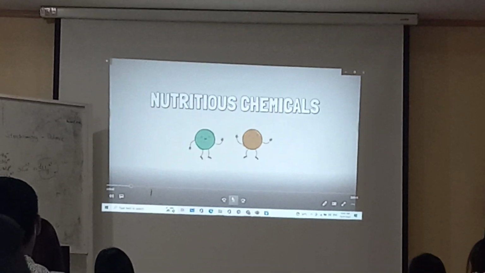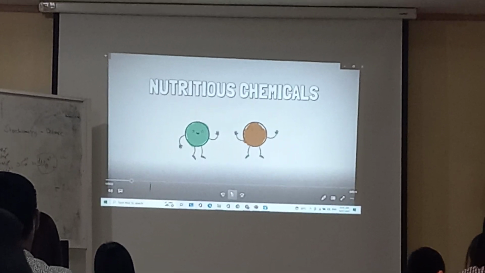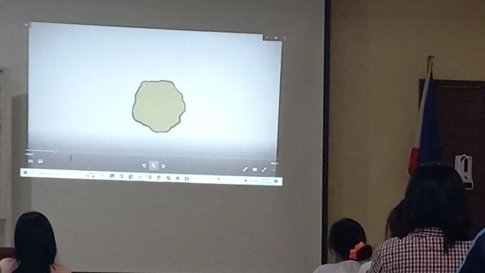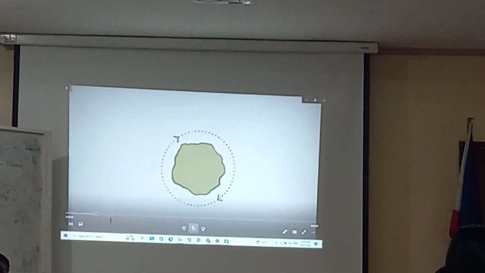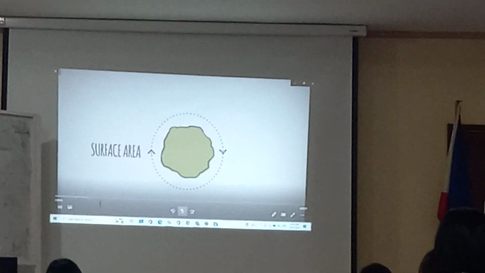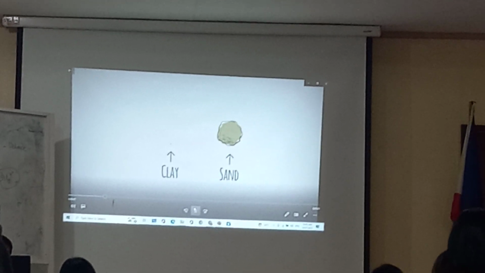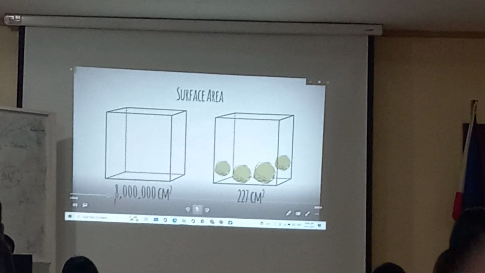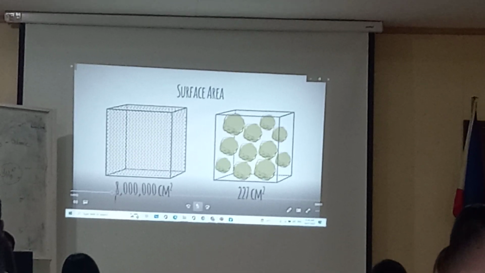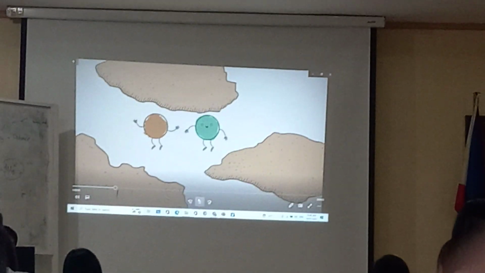4. Nutritious chemicals. Although incredibly small, nutrients still need their space. And by space, we mean the area surrounding the soil's tiny particles. Keep in mind that surface area is not the same as particle size. For example, clay particles are tiny compared to sand, but they have more than 1,000 times as much external surface area as the particles in an equal volume of sand.